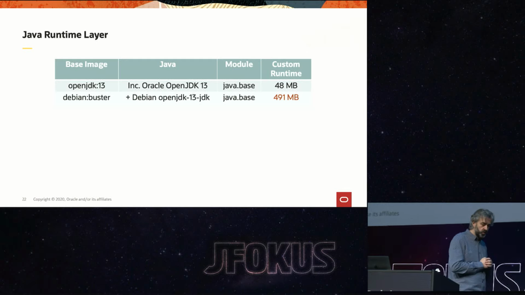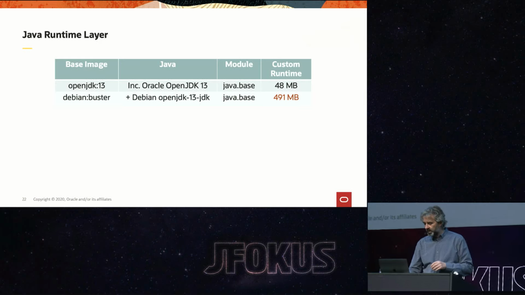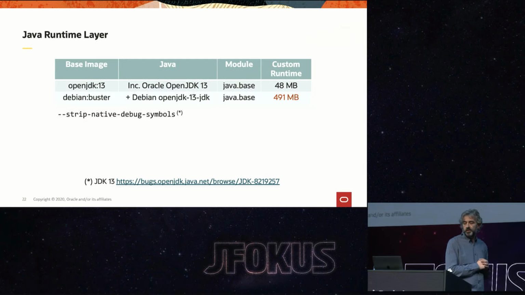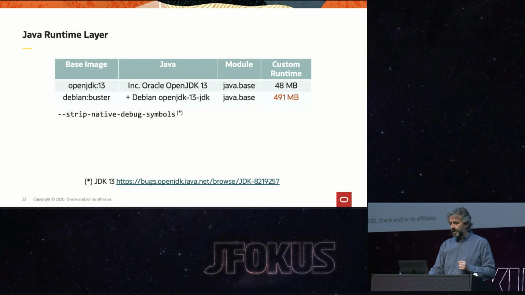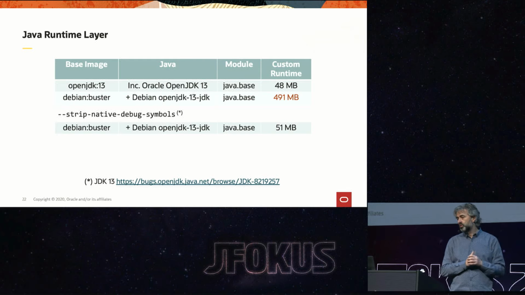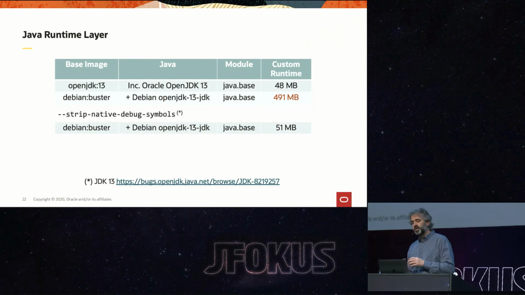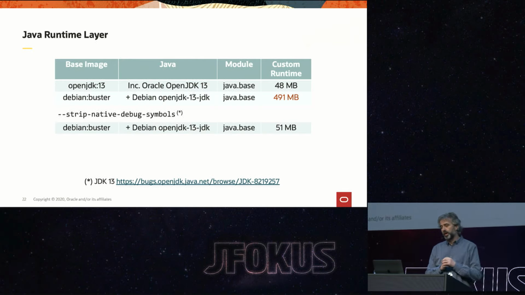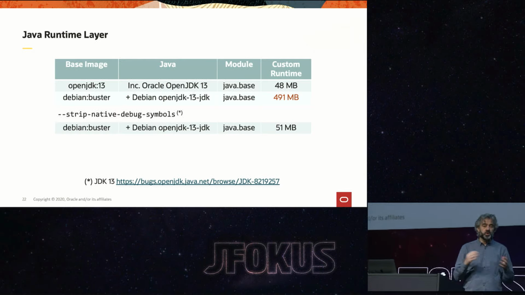Why? Because the Debian OpenJDK builds include the native debug information. Luckily for us, we have these new jlink flags in JDK 14 that we can use to strip out the native debug information. If you do that, you will have a custom Java runtime with the java.base module that weighs 51 megabytes. So you are not reaching the 48 megabytes that we have with the Oracle OpenJDK build, but we are almost on parity. So if you are using such a distribution, and if you are getting funky numbers, well, look at the native debug information.